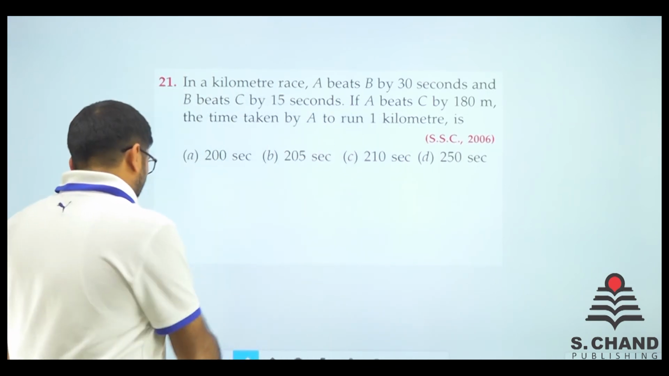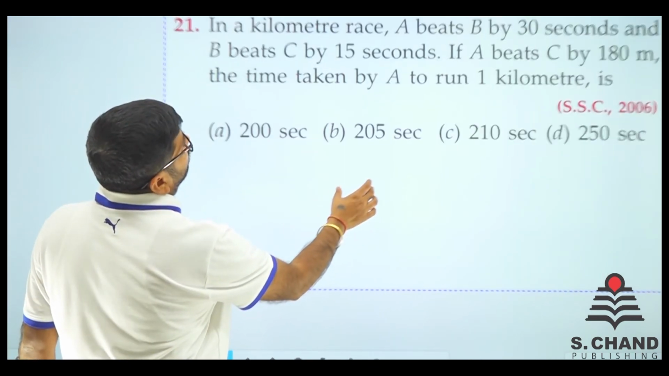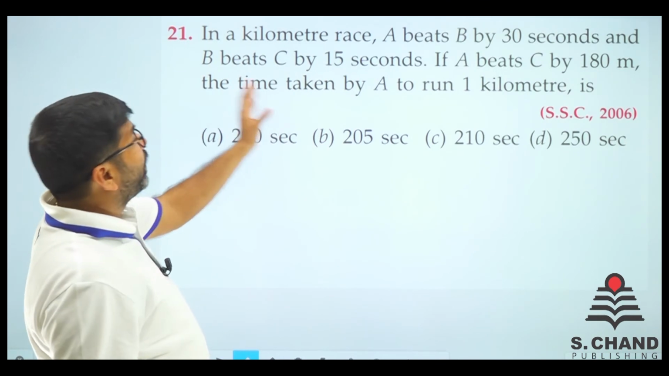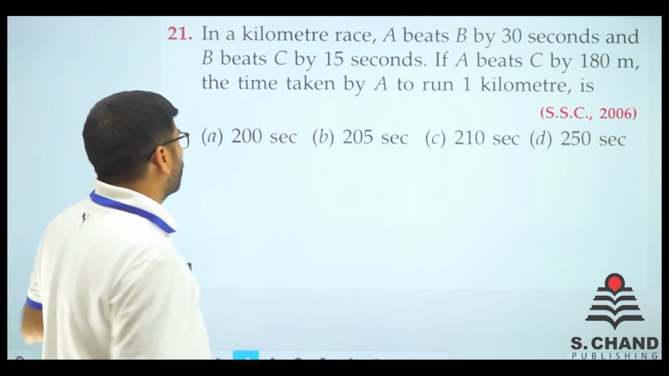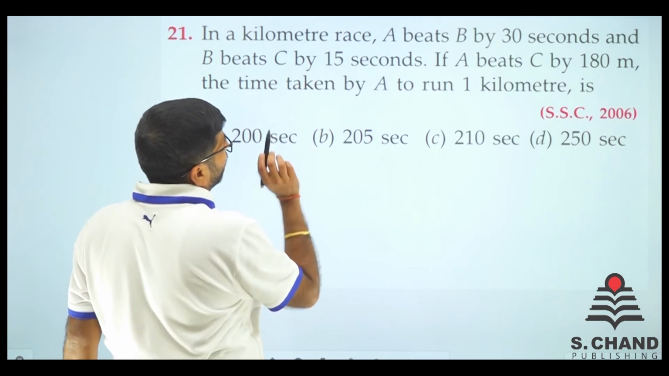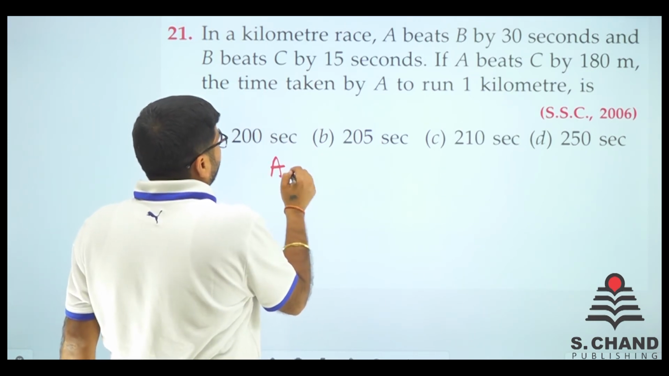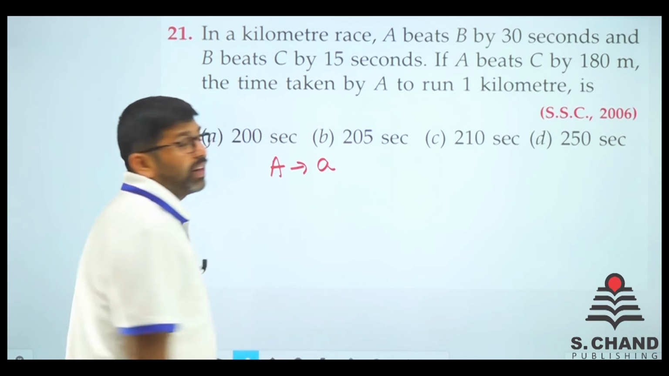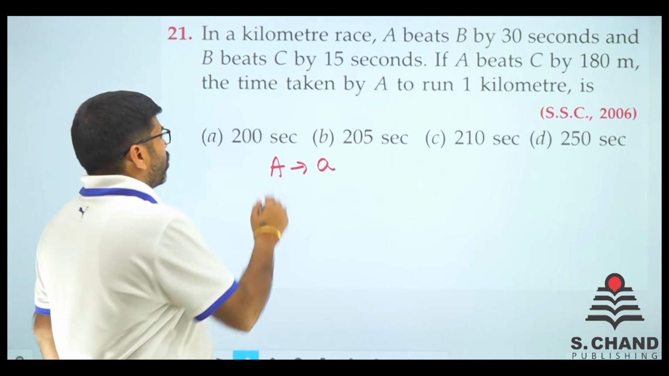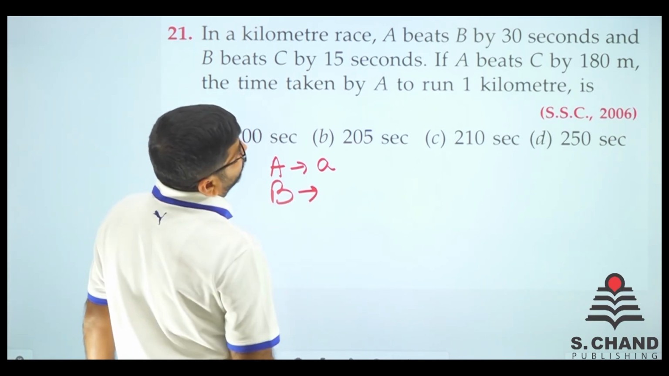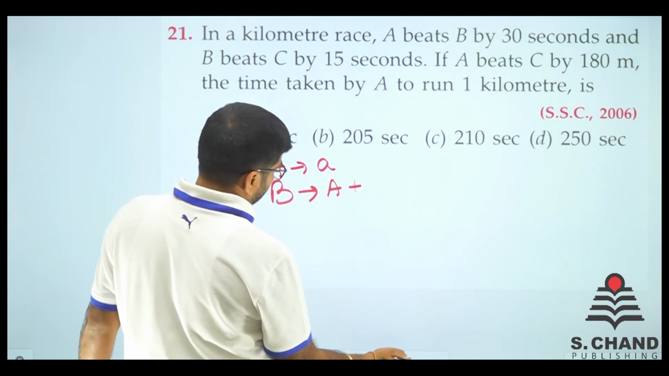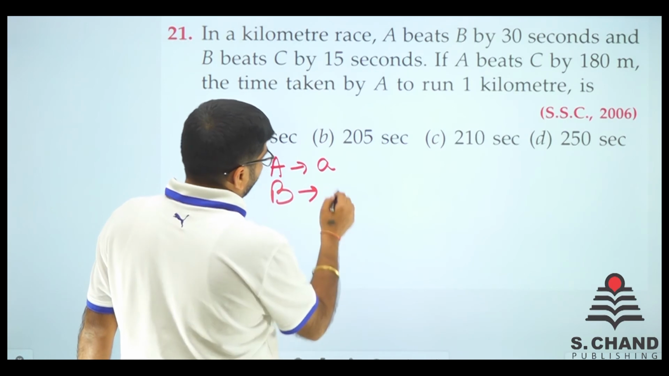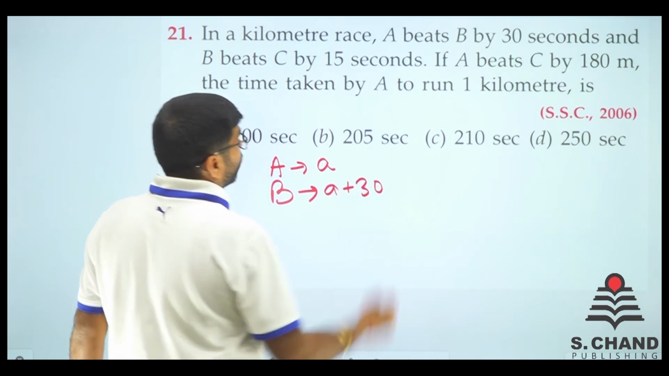Question number 21. Let's say, what does it say? The question says that in a kilometer race, A beats B by 30 seconds. So, 30 seconds बोला ना. So, if say for example, A को A seconds लगता है, so B को कितना लगेगा? B को you know it very well, A plus 30 लग जाएगा, no issues.